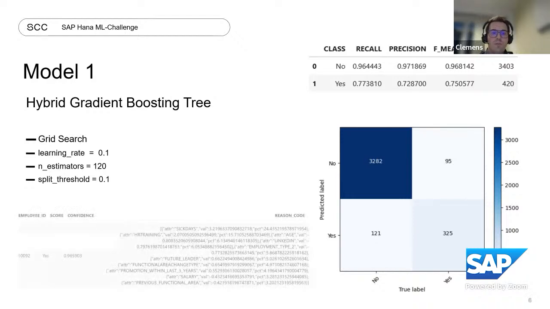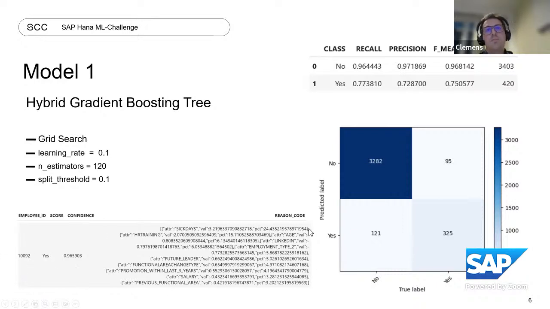What you can also do and see for the model is that if you predict something, you get the confidence score, and you also get the reason code from the model. And here you can see why it's not a black box, you can see why the model is giving the score yes, for example, for employees who are quitting. And yes, so this is model 1.